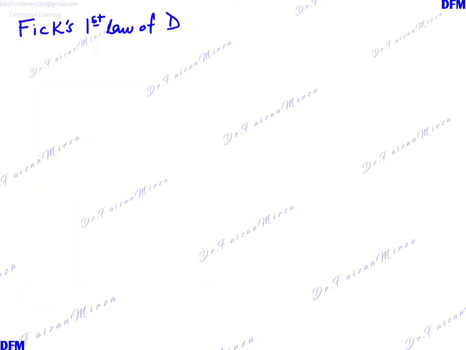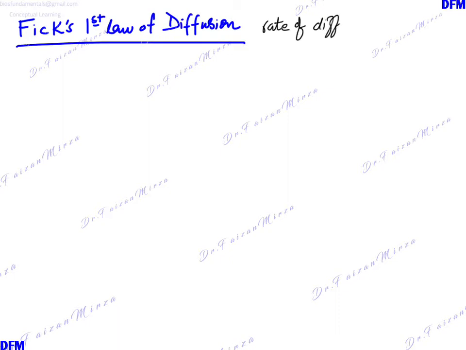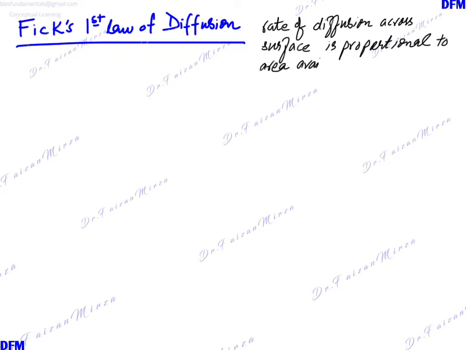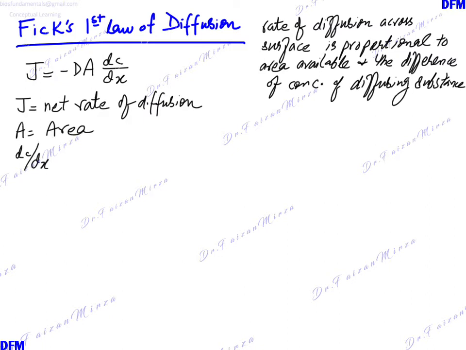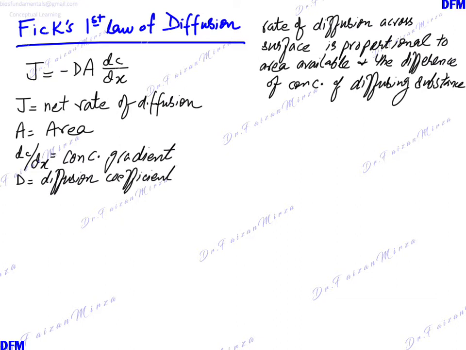We have to discuss Fick's first law of diffusion. The statement of the law goes as: the rate of diffusion across a surface is proportional to the area available and the difference of concentration of the diffusing substance. Mathematically, we can represent Fick's first law of diffusion by the equation J = -DA dC/dx, where J stands for the net rate of diffusion, A is the area available, dC/dx is the concentration gradient, and capital D is the diffusion coefficient. The negative sign here shows the direction of diffusion, which is obviously down the gradient.